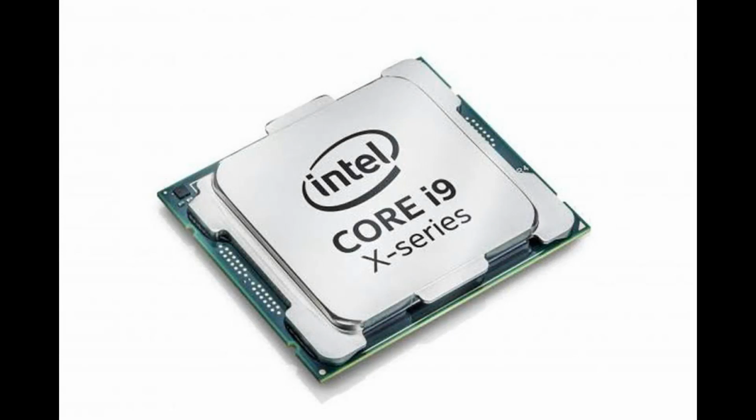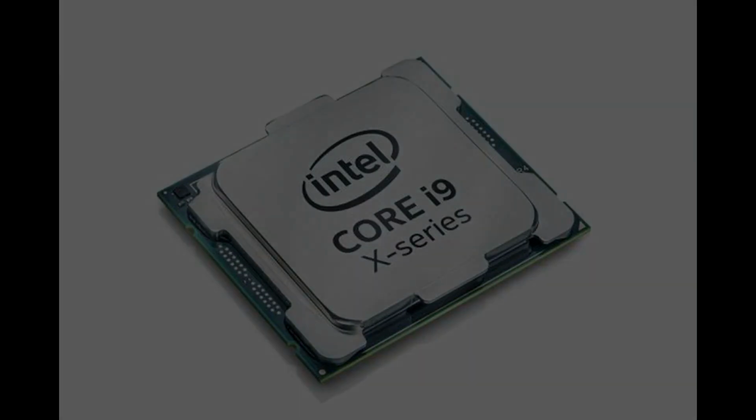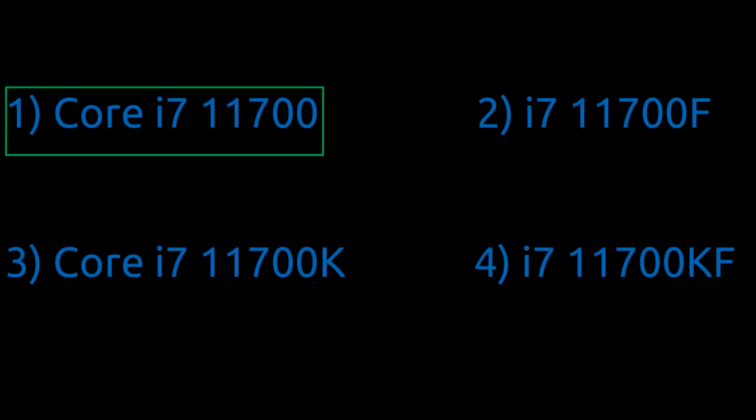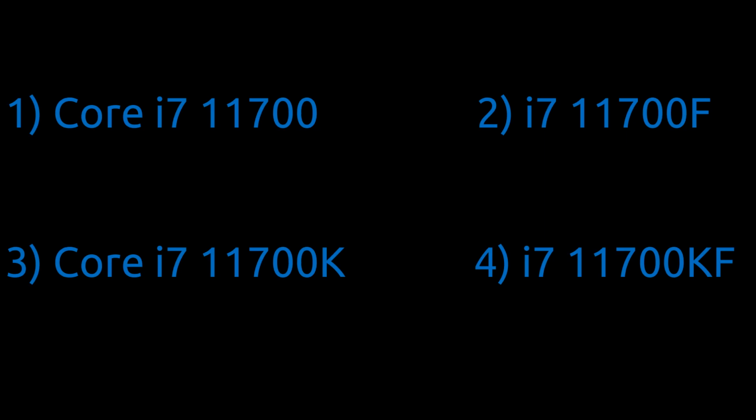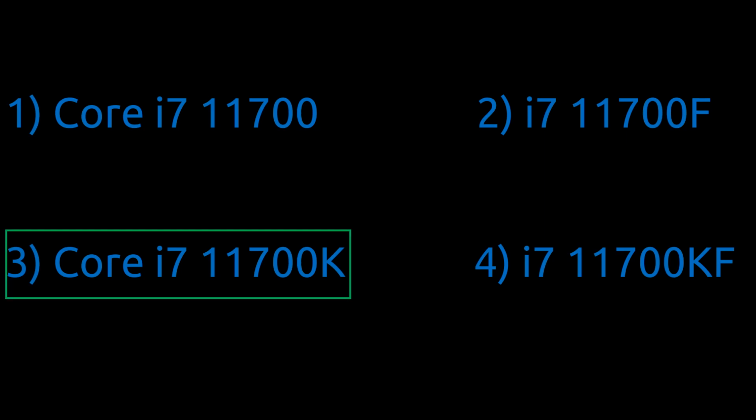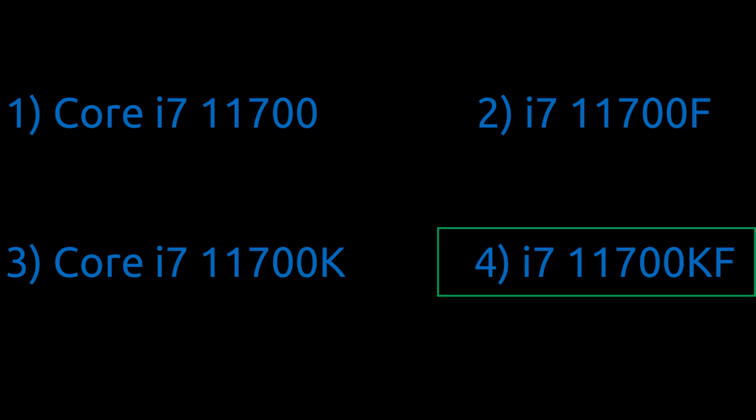But which one? For example, there's a list of some 11 Gen Core i7. The Core i7 11700 with no letter, and then the same SKU name with the letter F, and also the same SKU name with the letter K, and also the same SKU name with a KF. So all the SKU numbers are the same, just the letter changing.